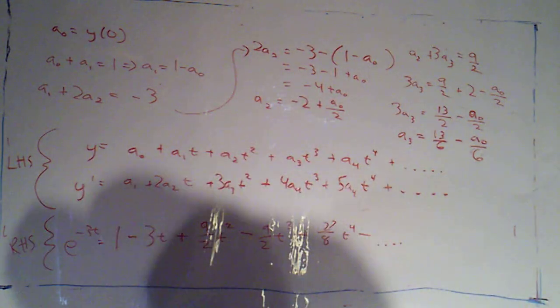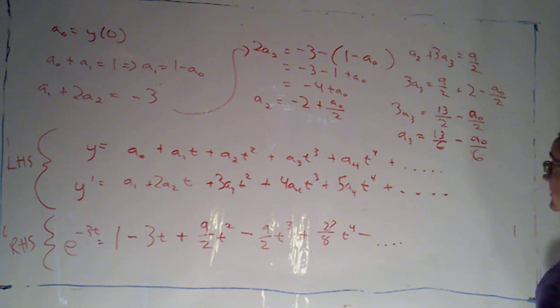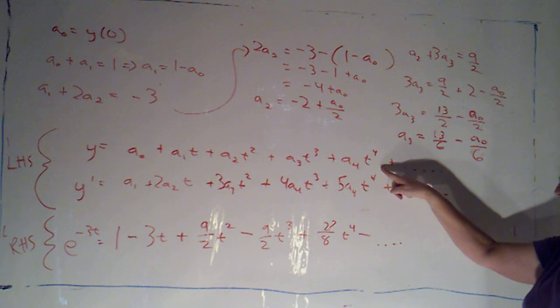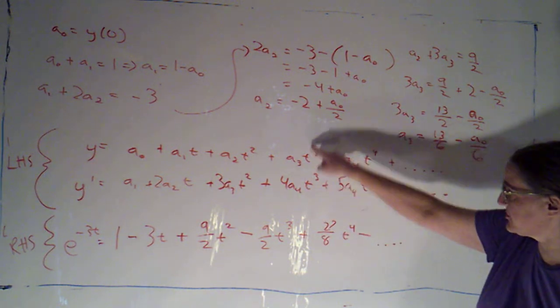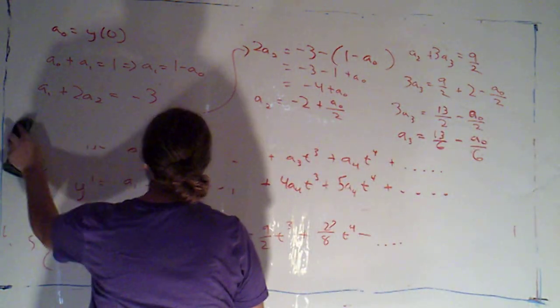Okay, excellent. And I just need to find A4. So this is kind of nice. I'm not actually going to have to go all the way to the t to the fourths, because A4 first shows up in the t cubes. So I'm going to just clear myself some space here.